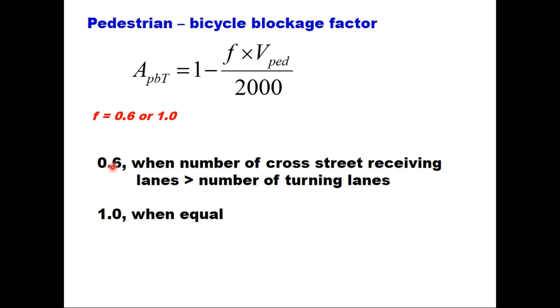It is 0.6 when the number of cross street receiving lanes is more than the number of turning lanes, otherwise it is 1 when they are equal.